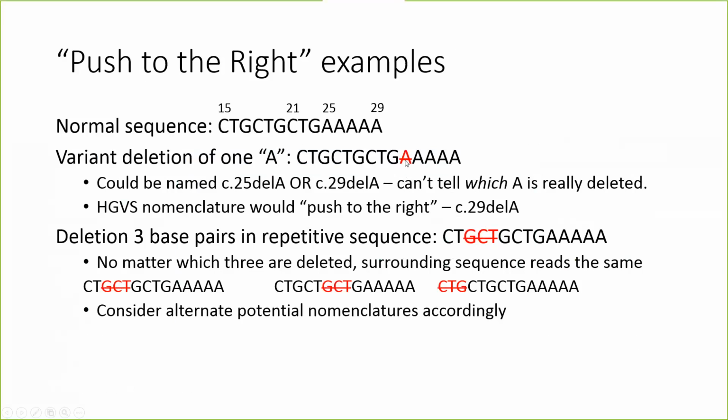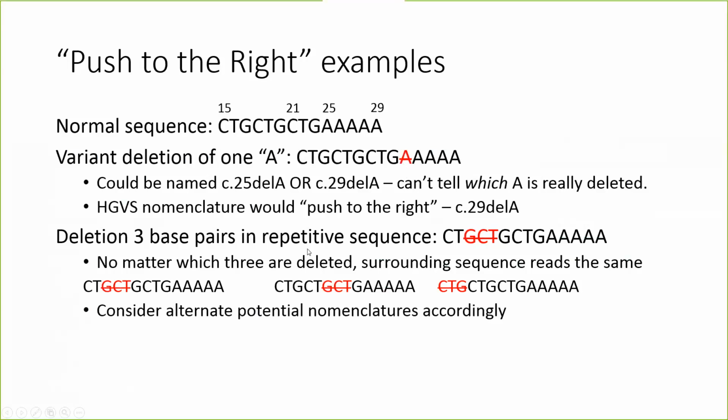But HGVS nomenclature tells us to push the sequence to the right and call it C.29del.A, as though it's the last A on the string. However, some papers might not be clued into this and might instead call it C.25del.A, just saying that it's the first one in the string, because you really cannot tell which one it is. So if you have a situation like this where you're having a string of nucleotides that are the same, use both the first and the last in your potential nomenclature options.